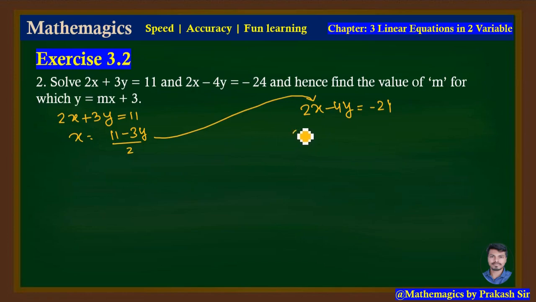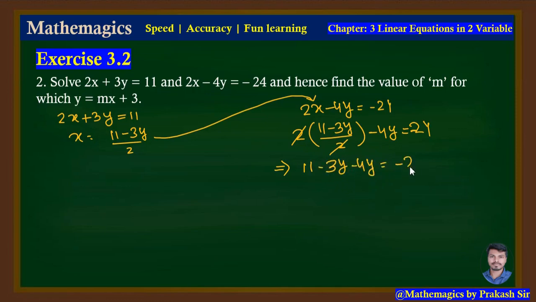So here 2 into (11 minus 3y) whole divided by 2 minus 4y is equal to minus 24. Don't forget to write the minus 24. Sometime at the end you will realize that minus you have left, so the answer is also coming wrong. Implies that 2 and 2 get cancelled. It is so simple. 11 minus 3y minus 4y is equal to minus 24. Implies that 11 minus 4 plus 3 become 7y is equal to minus 24.